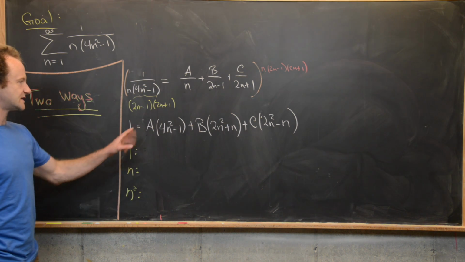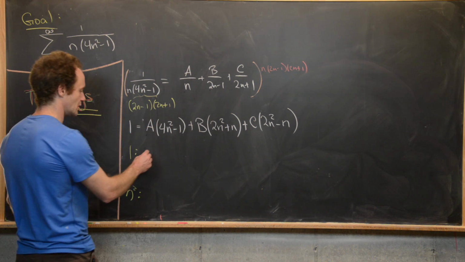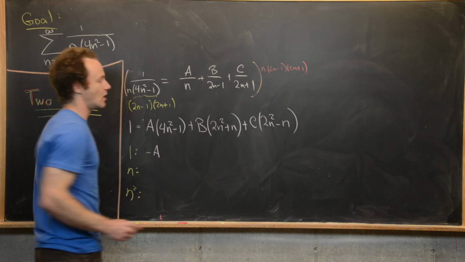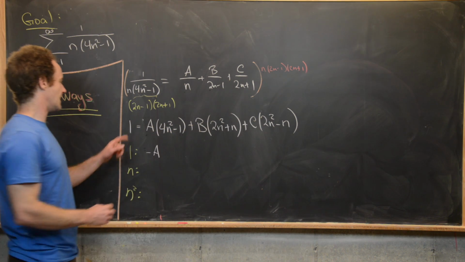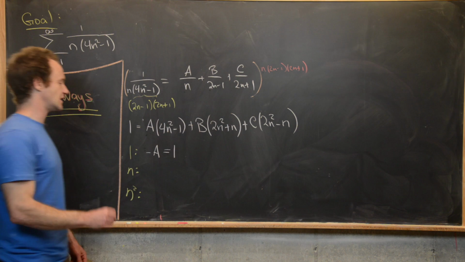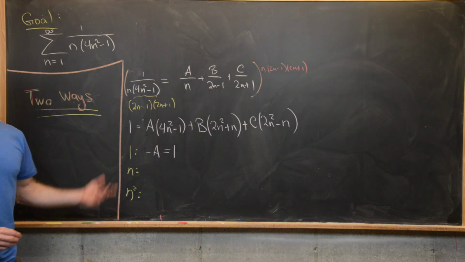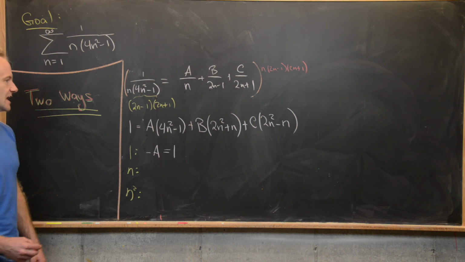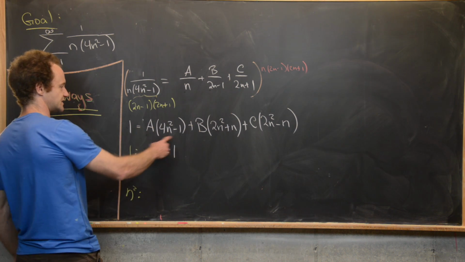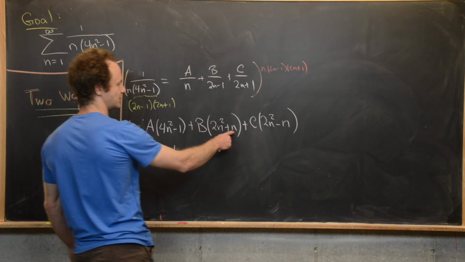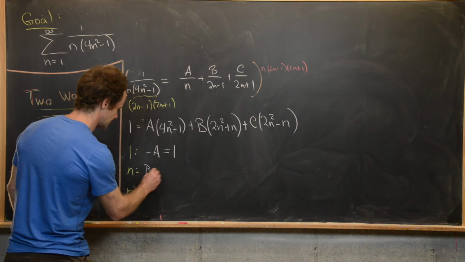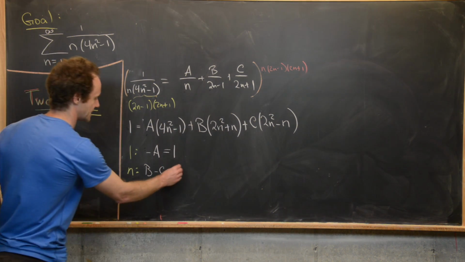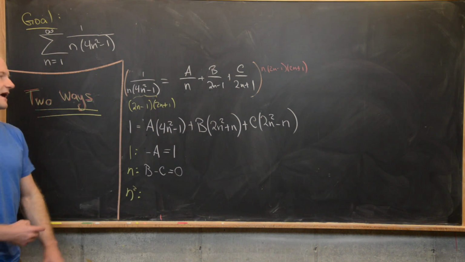So the constant term on the right-hand side will be negative a from this a times negative 1, and that's it. All the rest of them have an n in there. And then on the left-hand side, we have equals 1, because that's the only term on the left-hand side. Now let's see what we get for the coefficients of n. So on the right-hand side, there's nothing from this first bit. Then here we have b minus c. So that's going to give us b minus c equals 0 because there's no n over here on the left.